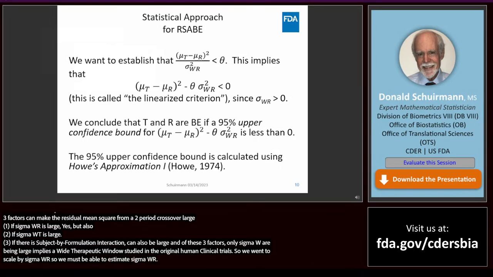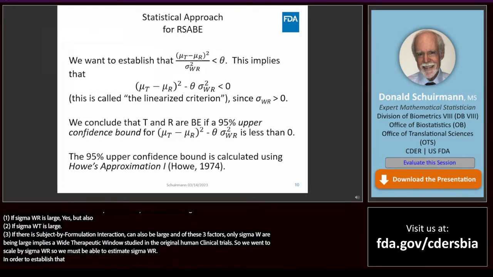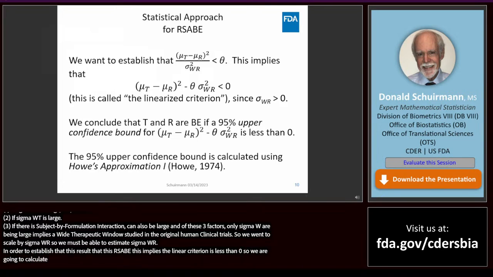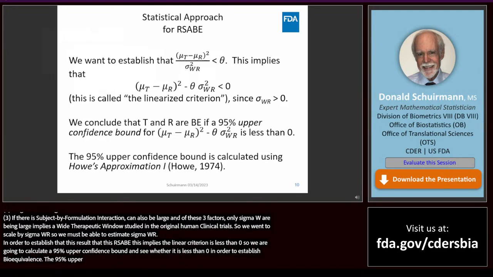We want to establish that this reference scaled average bioequivalence criterion is less than the constant theta. This implies, with a little algebra, that what is called the linearized criterion is less than 0. So we're going to calculate a 95% upper confidence bound for the linearized criterion and then see whether it's less than 0 in order to establish bioequivalence. The 95% upper confidence bound is calculated using Howe's approximation 1 as described in his 1974 paper.